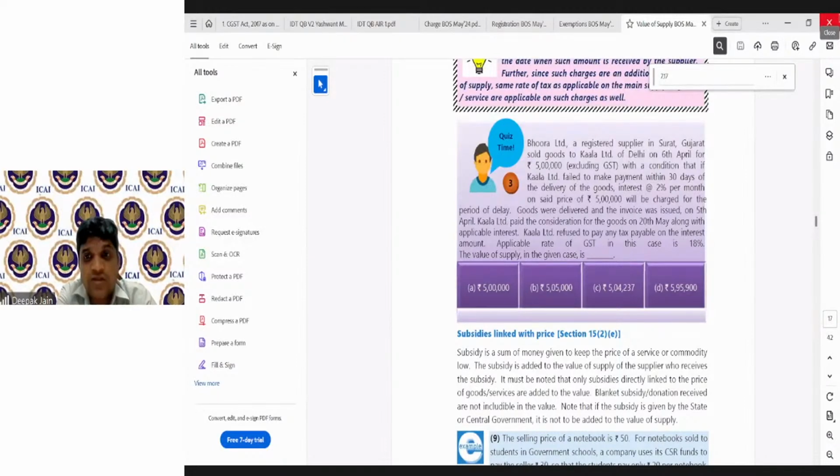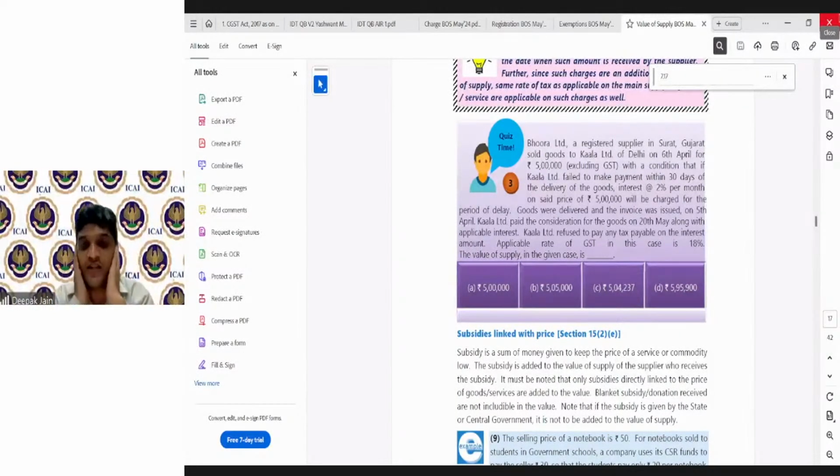Kala Limited refused to pay any tax payable on the interest amount. Applicable rate of GST in this case is 18%. What is the value of supply in the given case? Okay, very tricky question. The value of supply first is 5 lakh rupees. Now, on that, if there is any interest charged, then that will also have to be considered, right? Interest is charged for delay, at 2% per month on the said price for the period of delay.